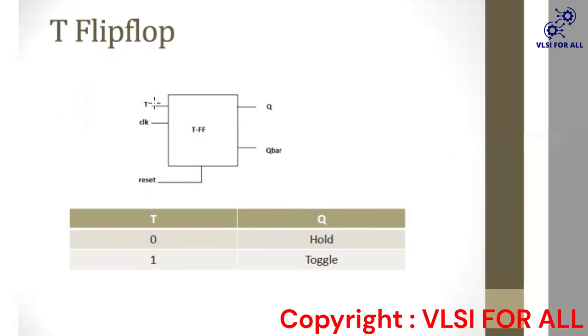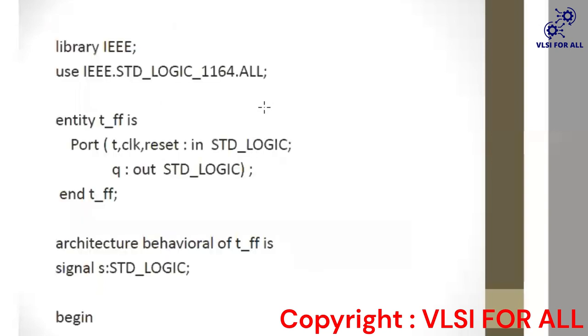It has T, clock, and reset as inputs, and the outputs will be Q and Q bar. So we will see this. We will declare the libraries, and after the library definition, we will create the entity T flip flop. We will define the input ports: T, clock, and reset are our inputs, and Q is our output port, and we will end the entity.